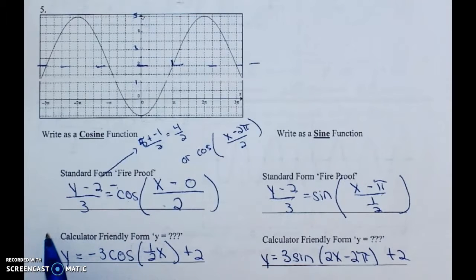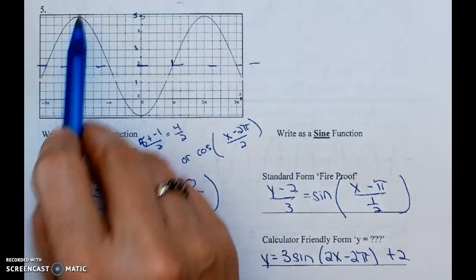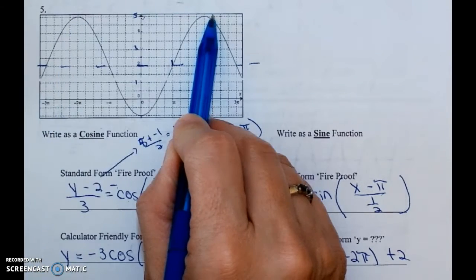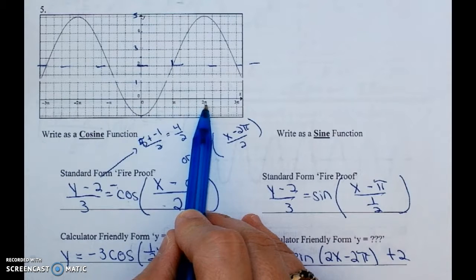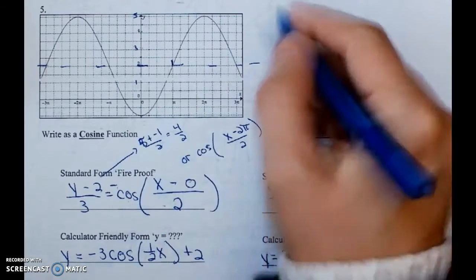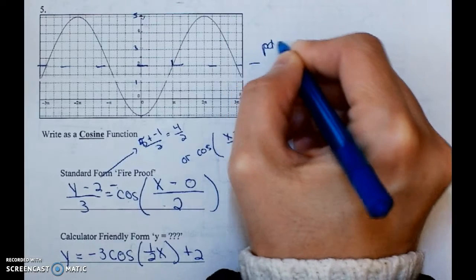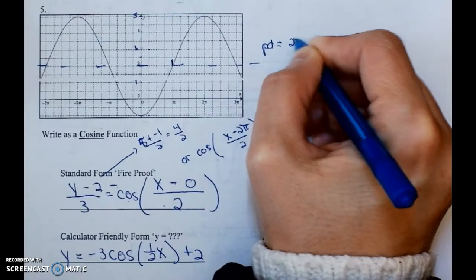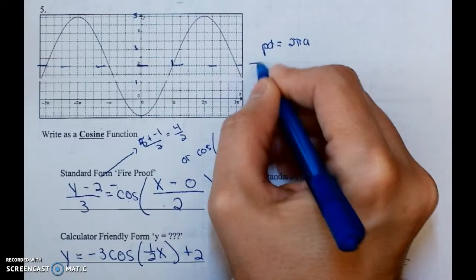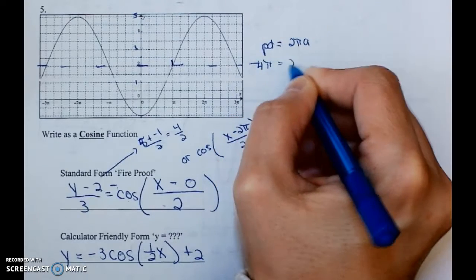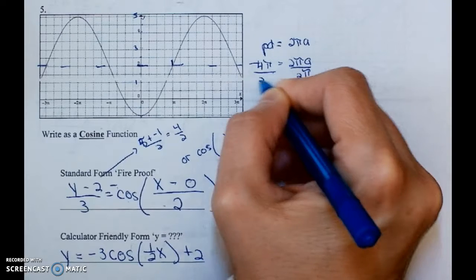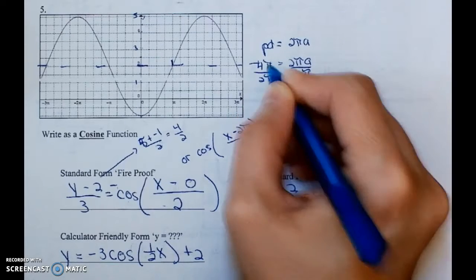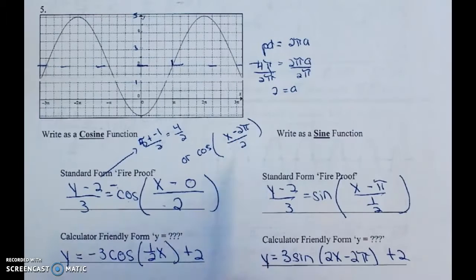And then finally, we're looking at the period. To get from this point all the way to this point, it's going from -2 pi to 2 pi, so my period is 4 pi. So let's put that formula down. The period is equal to 2 pi times A. I know my period is 4 pi equals 2 pi A. I'm going to divide to get A by itself, and we end up with A is equal to 2, which is that value in the denominator.